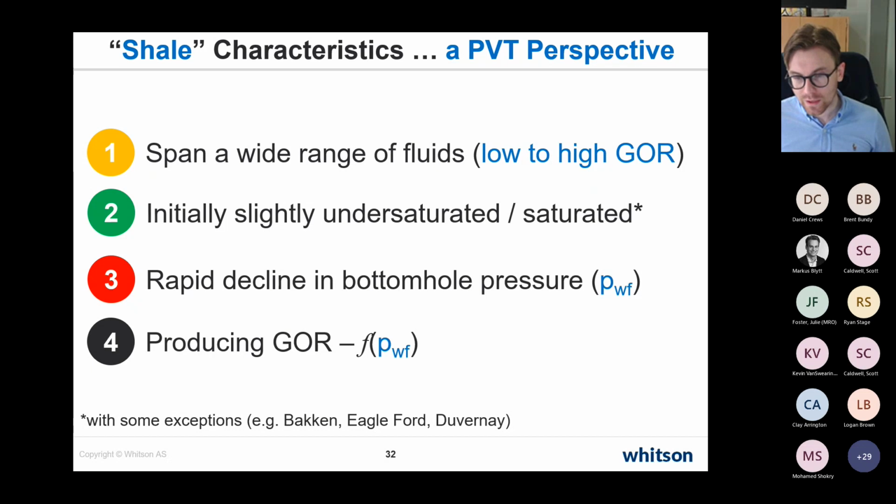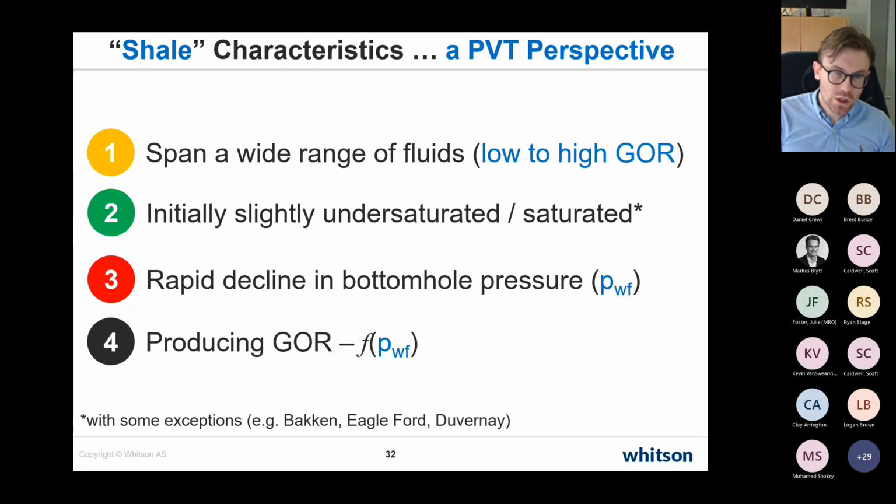While in a conventional field, it will actually be a function of the average reservoir pressure. And we'll talk about why a little bit later. So just to remind ourselves that these things are true, and that these are the characteristics, we should have this in our mental model and in our mental toolkit.